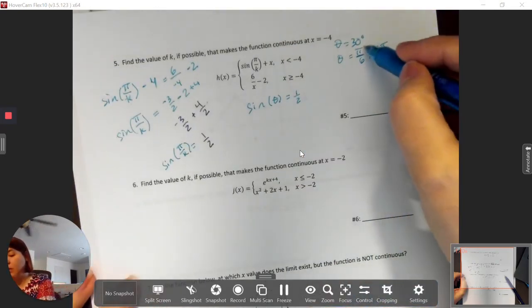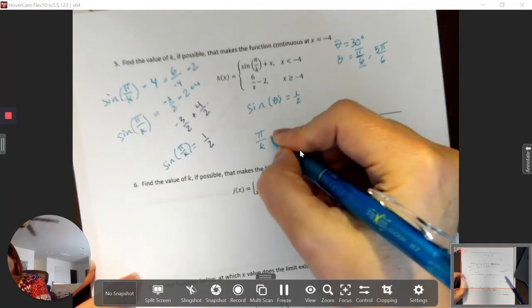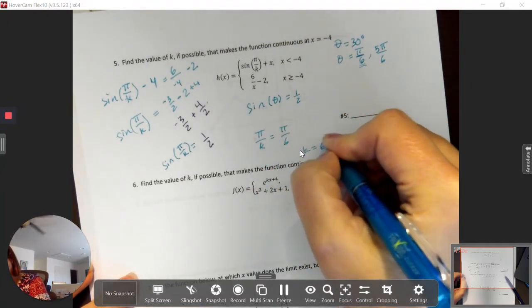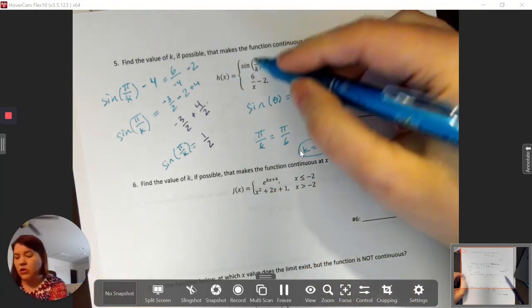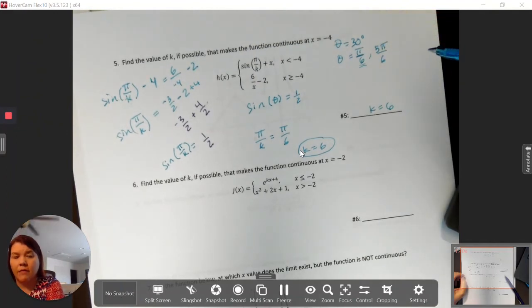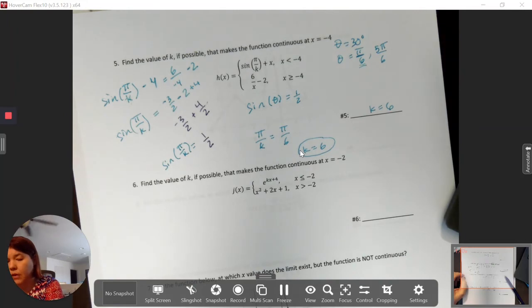I'm going to just sit with this one. And so pi over k equals pi/6. So k equals 6. Because since it's just going to become a number, either one will work because I just need it to come out to 1/2. So either one will work. Okay? Makes sense how I found that?